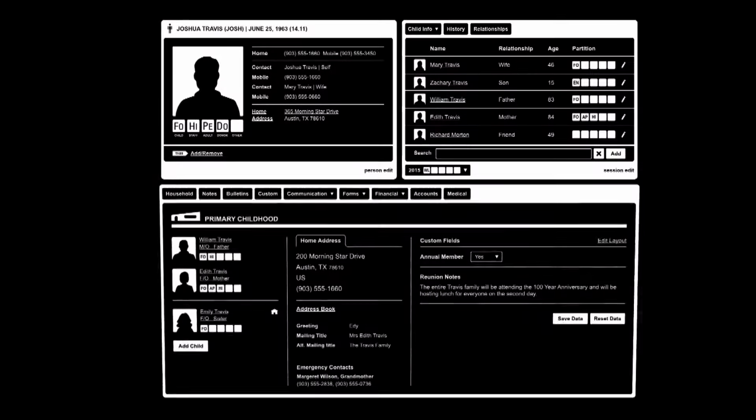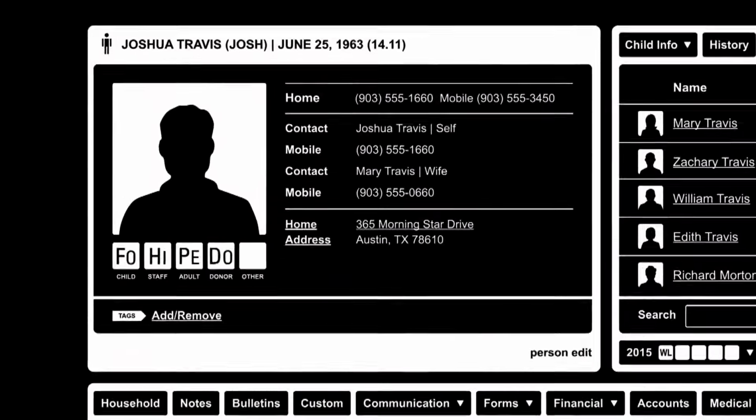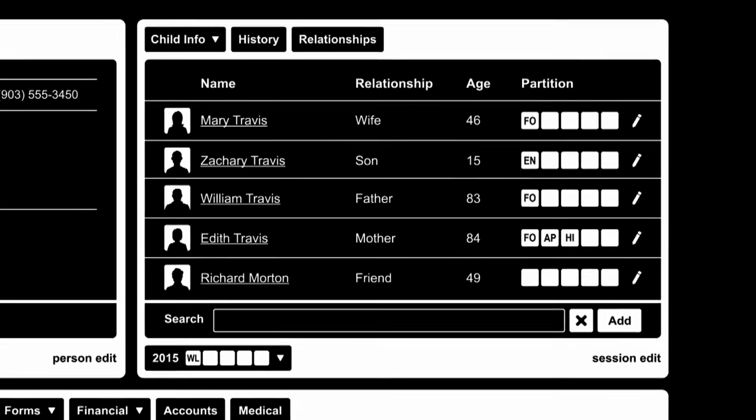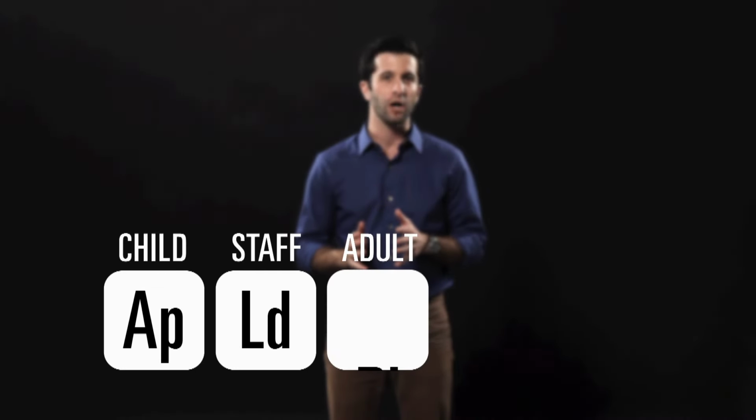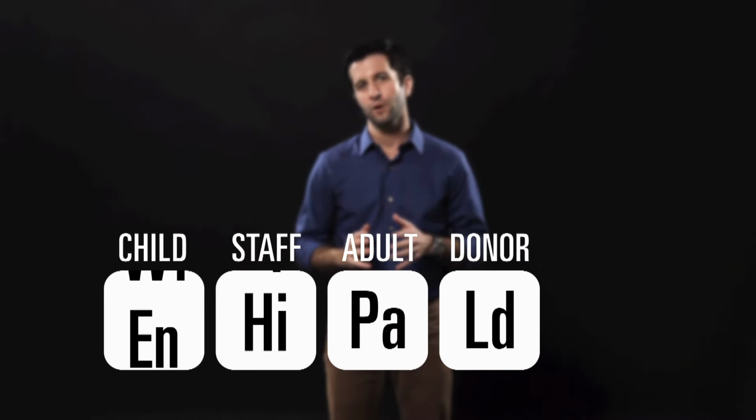That's why we created the UPR. Having all of this disparate information fused into a single view allows you to understand your relationships and leverage your connections like never before. The UPR, or Unified Person Record, consolidates a lifetime of information. Partition tiles clearly indicate how each individual relates to your camp as a child, staff member, adult, donor, or other contact. For example, let's talk about Josh.